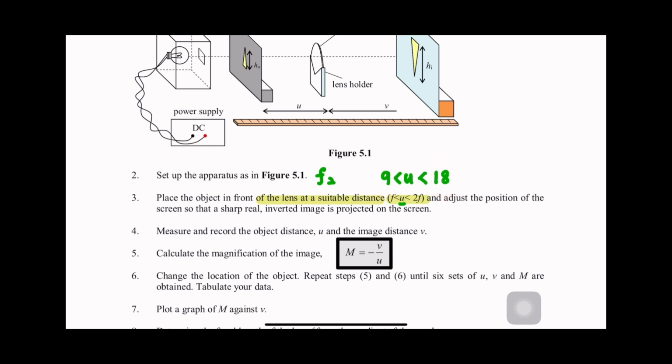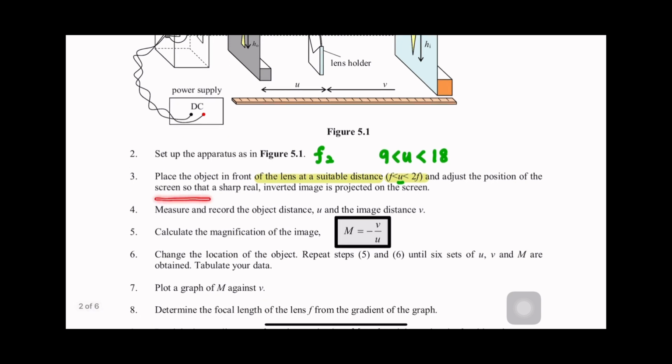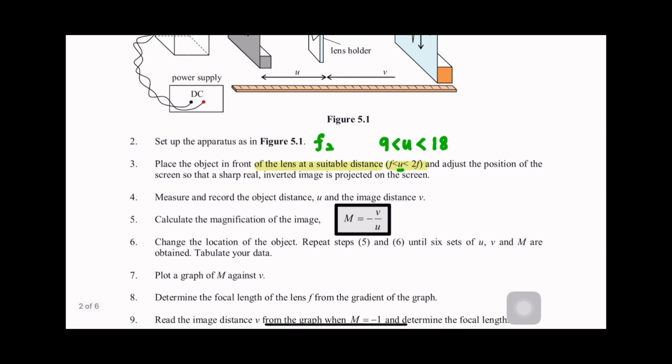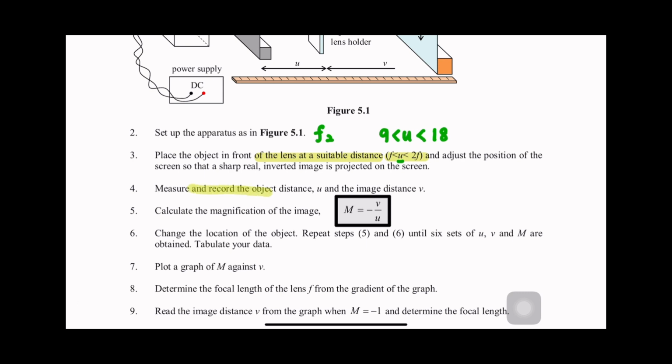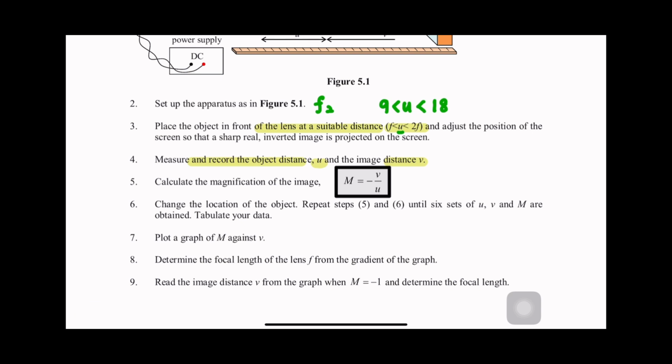Macam tu tau. And then adjust the position of the screen so that a sharp real inverted image is projected on the screen. Kalau ikutkan kita nak tahu sharp ke tak, inverted ke tak, seorang person je lah yang boleh tengok sebab mata orang tak sama kan. Jadi kalau tengok daripada mula sampai akhir, orang yang sama jugalah tengok image tersebut. And then measure and record the object distance u and the image distance v. U kita manipulate kan, and then V lah yang respond. Okay. And then calculate the magnification of the image by using V over U.